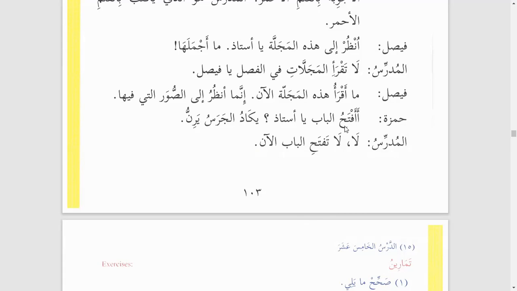Okay, so aftahul baba ya ustadu. Do I open the door, oh teacher? Yakadul jarasu yarinnu. The bell is about to ring. About to ring, yeah. So yakadu is the past of kada yakadu, and then the noun after that has to be marfu, as we can see here, and then the verb has to be always mudari. So the bell is about to ring. Al mudarrisu la. This is on the version of dhanna, sir. Rinna dhanna. Dhanna yadhunnu. That's right.